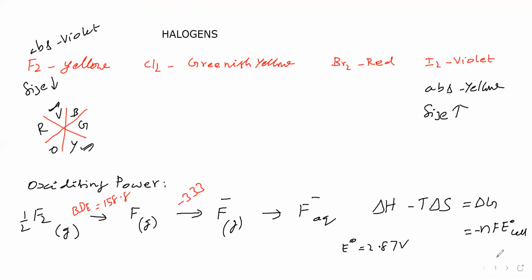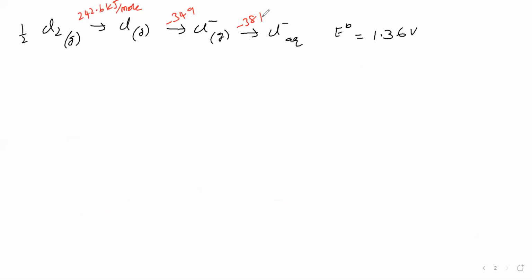The hydration enthalpy for fluorine is minus 515 kilojoule per mole. Minus means exothermic. For chlorine it is minus 381 kilojoule per mole. Hydration enthalpy is less for chlorine and higher for fluorine. Therefore, fluorine has higher oxidizing power than chlorine.